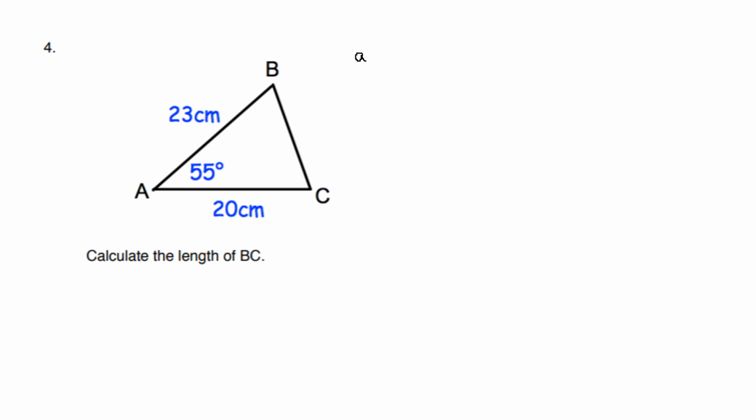So just as a reminder, the cosine rule is a squared equals b squared plus c squared minus 2bc cos A. Now remember that a is always the length of the side opposite the angle that you know. It doesn't matter which of the other two sides you choose to be b and c. b and c are just the two sides that include the angle.